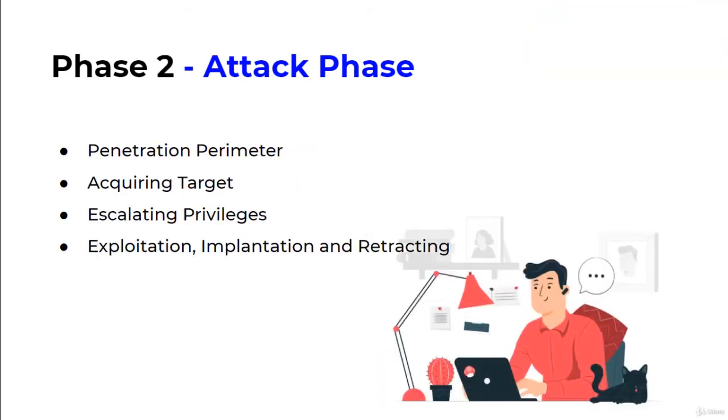The next is the attack phase. In this phase, the penetration perimeter is decided. Then, acquiring the target, access, and then escalating privileges is important. Now, the attack phase involves the following phases.